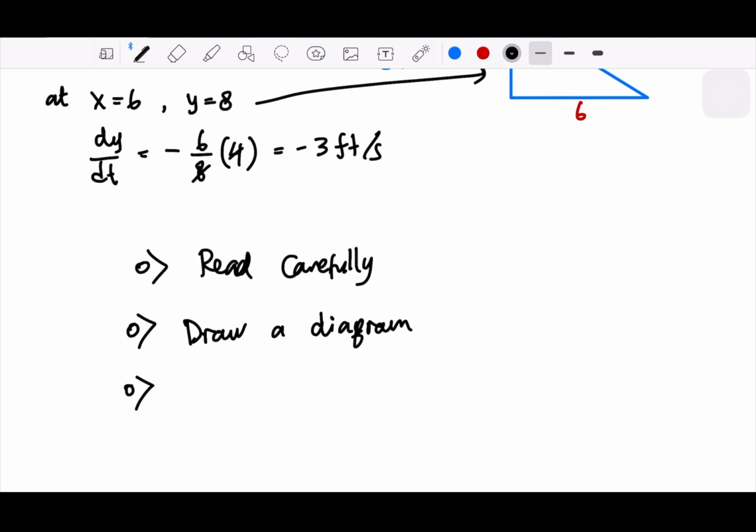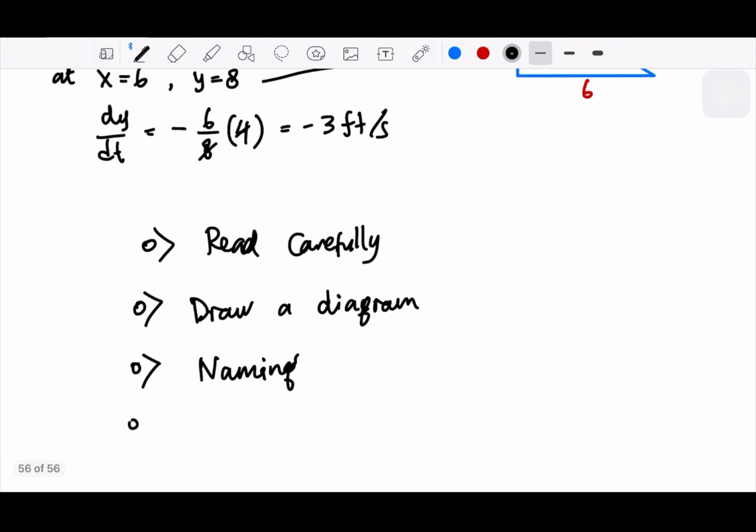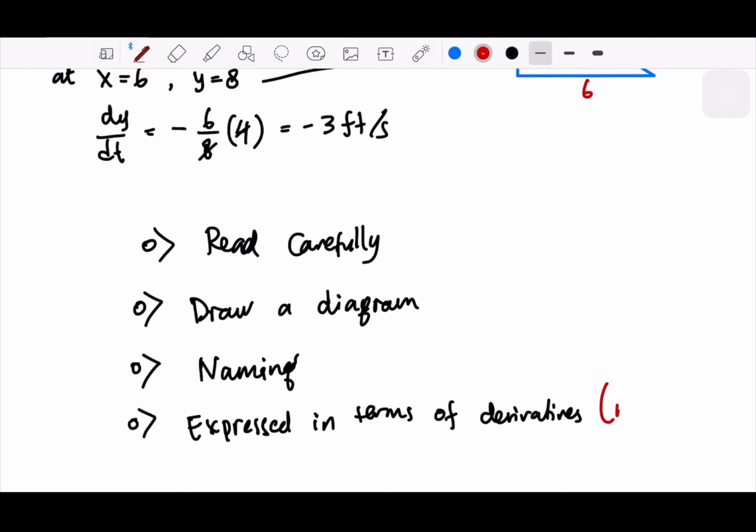And the third one is naming. Okay, you can name with a variable, with a, b, x, y, okay? And then express in terms of derivative or rate of change. Like if you know there is a change in volume, then we know that it will be dV over dt, right? Okay.